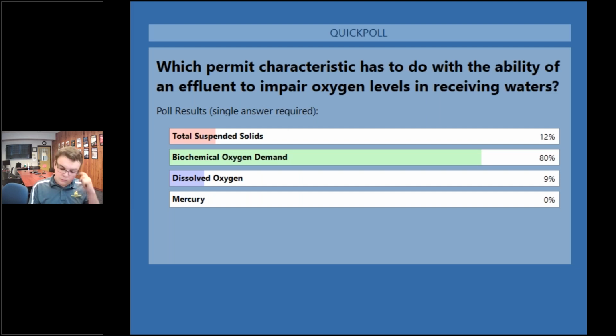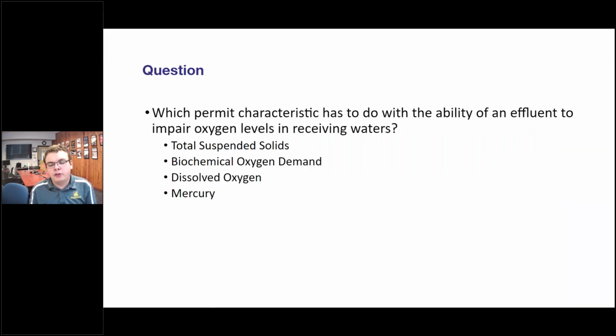Looks like 80% said biochemical oxygen demand. All right. So yeah, biochemical oxygen demand was the correct one there because that's what's measuring the oxygen demand. If you confused it with dissolved oxygen, that is the actual measure of oxygen within the water, while oxygen demand is the oxygen demand.